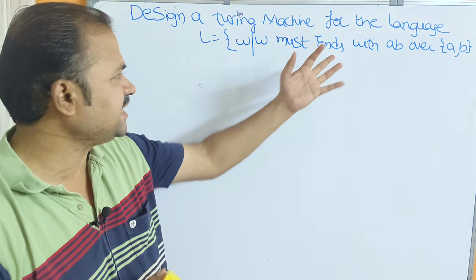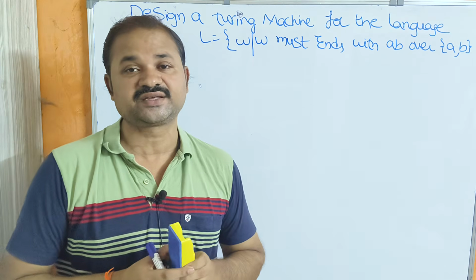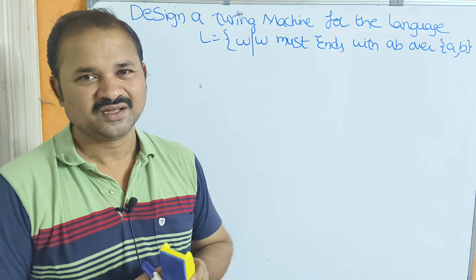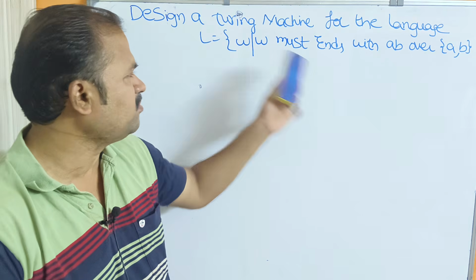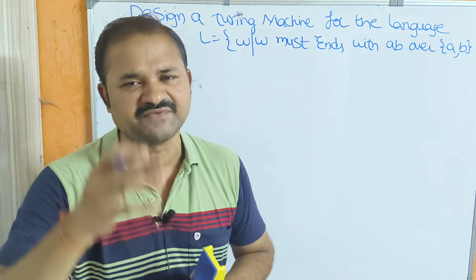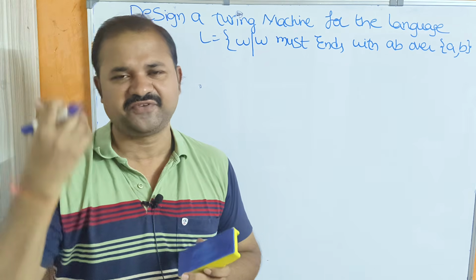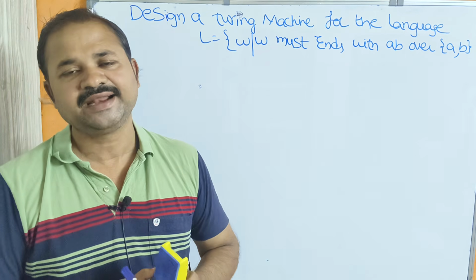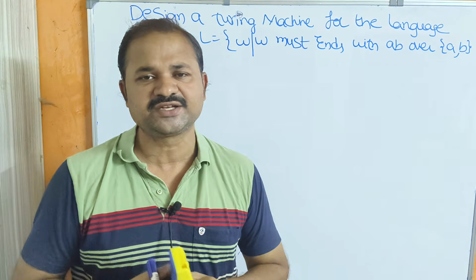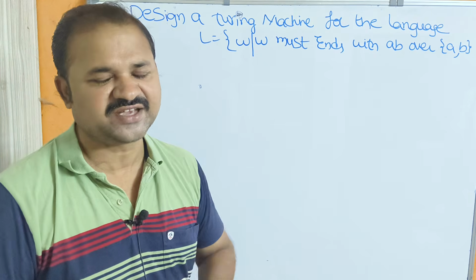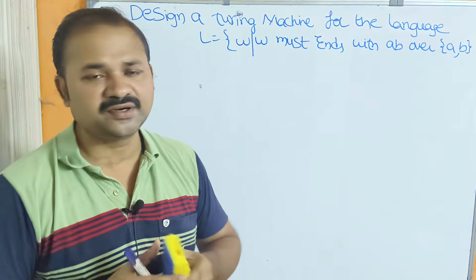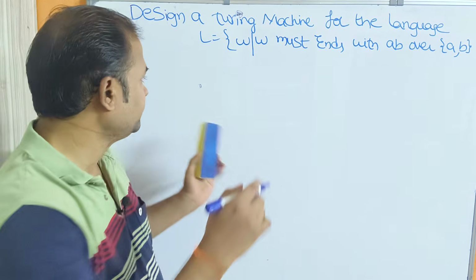Here, for strings ending with, or starting with, or substring problems, the Turing machine is somewhat similar to a DFA only. So first try to draw the DFA, and then from the DFA we need to construct the Turing machine. So first let's see the DFA for the strings that end with ab.